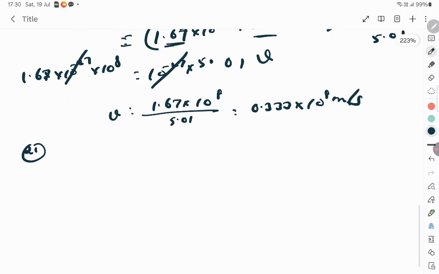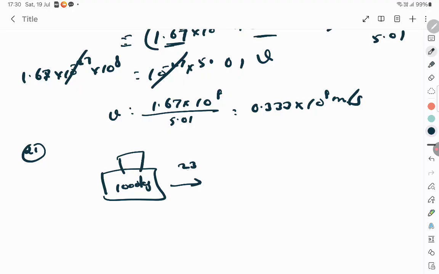21st question. A car of mass 1000 kg, so there's a car of mass 1000 kg traveling at the speed of 32 kilometer per hour. Kilometer per second? Meter per second or kilometer per second? Meter per second, sorry.